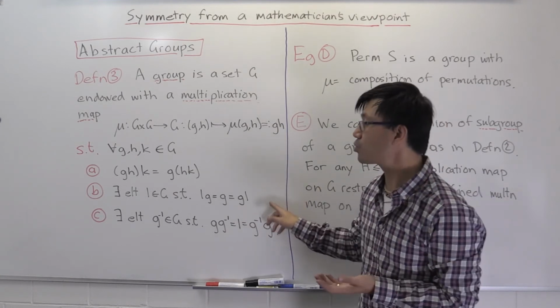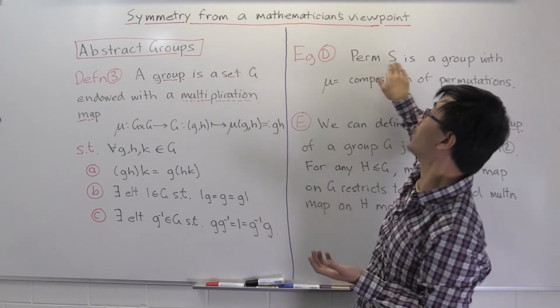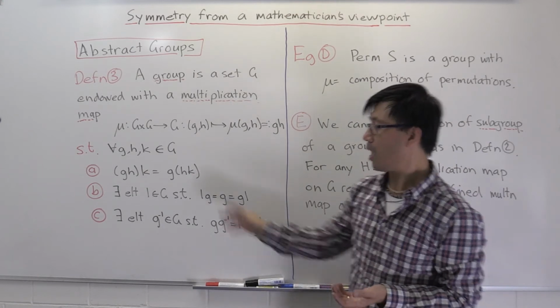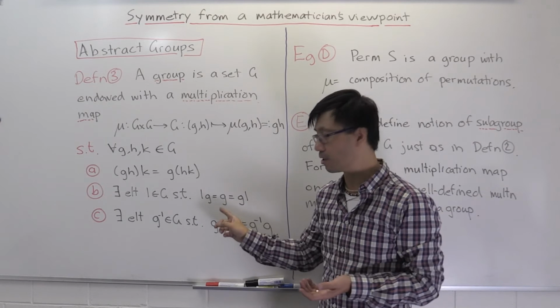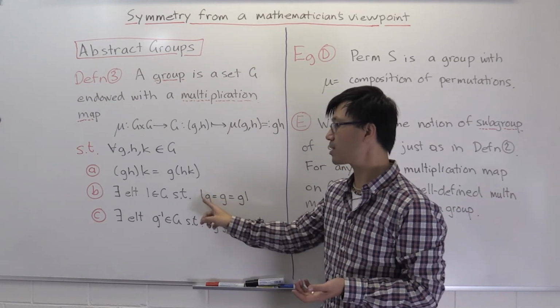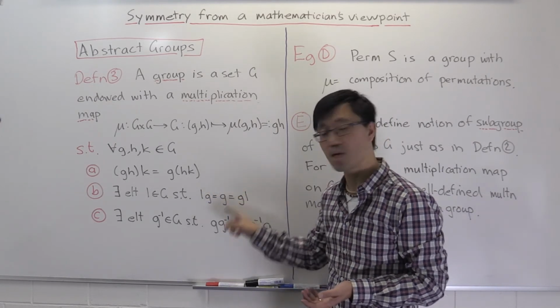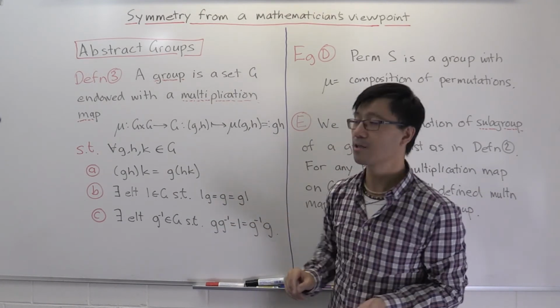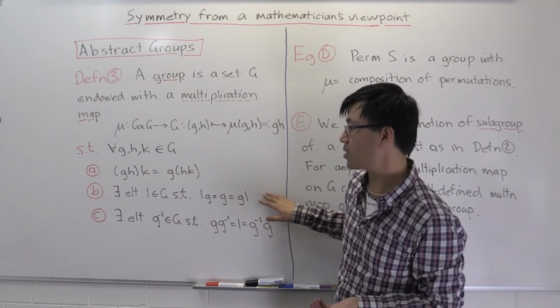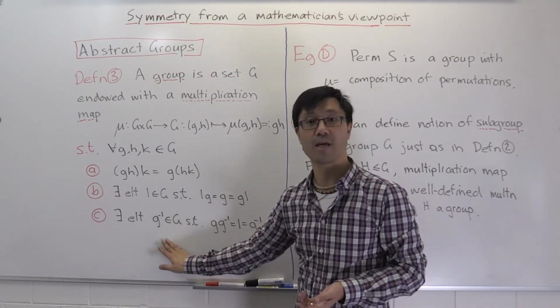Remember, I told you that the identity map on S is a permutation, and of course when you compose with the identity, you don't change a function, as long as you can compose with it. So in this case, yes, composing with the identity permutation doesn't change the permutation G. And the last axiom that we need to check, now that this one's checked, is the inverse axiom.